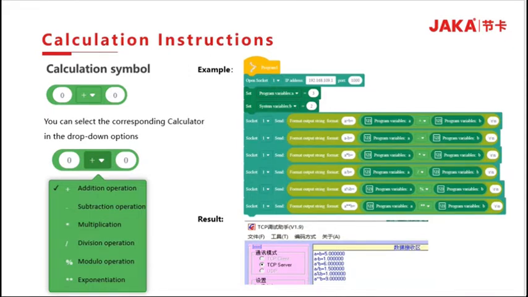First, open the socket connection. Set the program variable a, b to 3 and 2 respectively. And then use the socket to send two variables to add, subtract, multiply, and divide to obtain a result of exponentiation. The following figures show the network debugging assistant server receiving results.